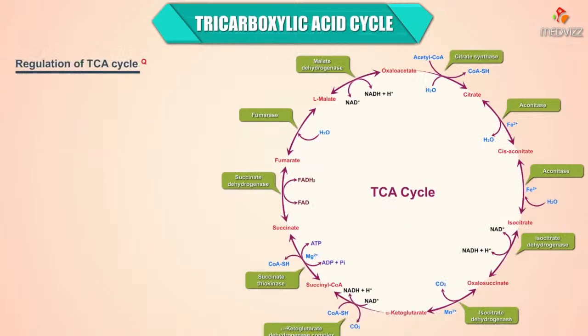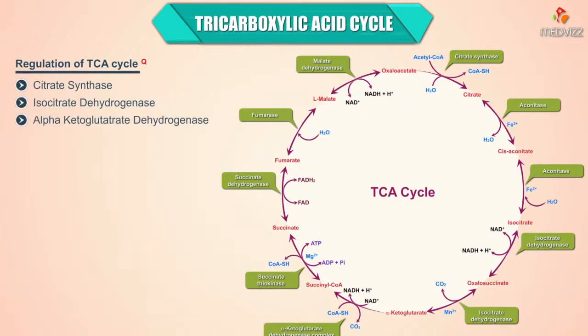Regulation of the citric acid cycle is by citrate synthase, isocitrate dehydrogenase, and alpha-ketoglutarate dehydrogenase. Pyruvate dehydrogenase is also considered a regulatory step of the citric acid cycle.